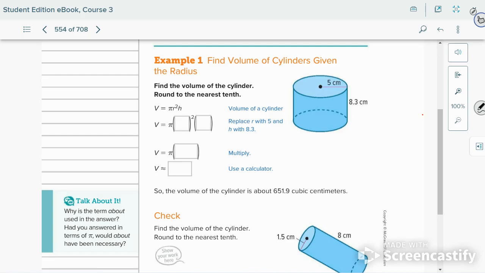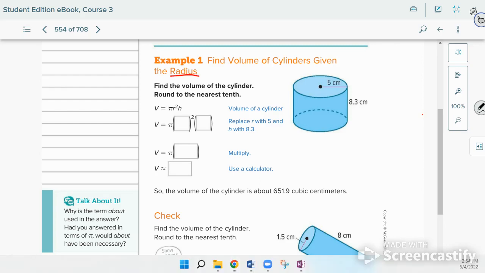Now we're ready to actually start finding the volume. To find this volume, this is when we're given the radius, specifically when we have the line that goes from the center to the edge. All we do is write down our formula because it's the volume of a cylinder. That formula came from the previous page, right? So we just write down the formula and replace the numbers.